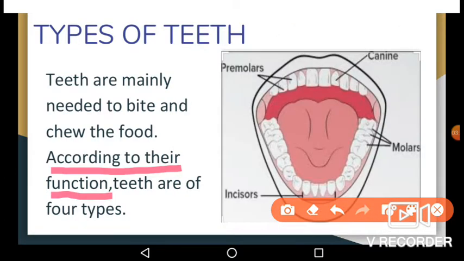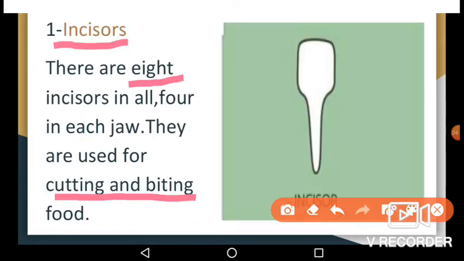As we all know, how do teeth help us? Teeth are mainly needed to bite and chew the food. But according to their different functions, teeth are of 4 types. According to their function, there are 4 types of teeth.